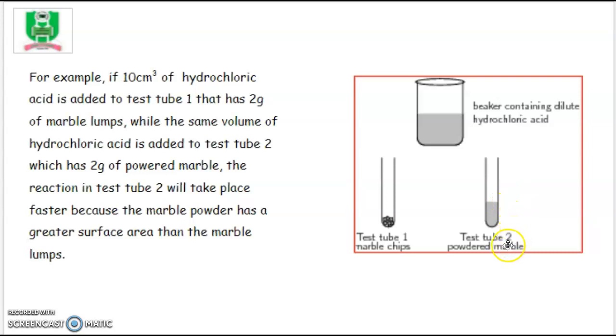And so over in test tube 2, what we have is greater surface area, because the reactant here is in a powdery form, a smaller form, and so the rate of reaction is actually faster, as opposed to test tube 1, where the reactant is much larger and therefore has a smaller surface area exposed. Over here, the rate of reaction, of course, is much lower.